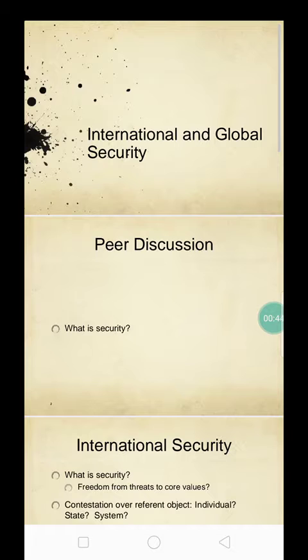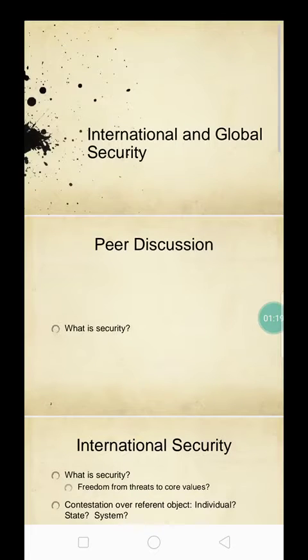Security has always been central to the study of international politics. It was the horrors of the First World War that inspired the academic discipline of international relations. During the Cold War, security studies concerned itself with how to keep the state secure from external military threats, particularly the threat of nuclear weapons. But after the Cold War, some studies on security have changed.